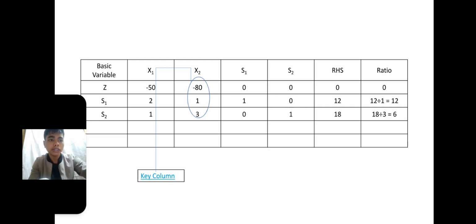In the ratio, you can see the 0, 12, and 6, and the 6 is the smallest value in the ratio. So we should use the 6, the row 6, as our key row.